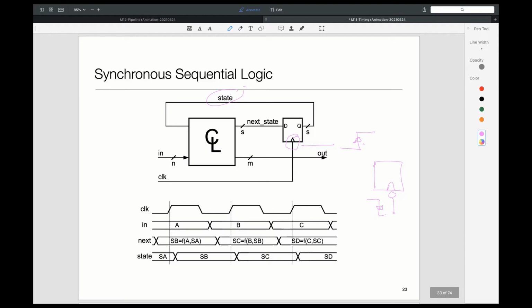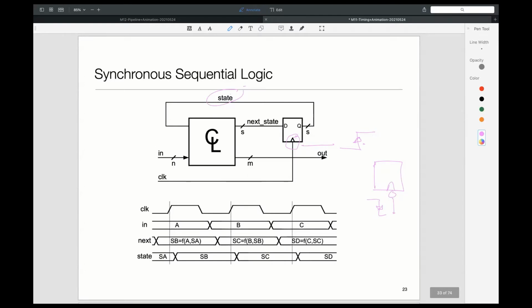So in an idealized view, right at the clock edge, next state will get put into the register, and state will immediately reflect that. And in an idealized world, all of this will happen instantaneously, right? I mean, when the clock edge comes, next state will get dumped into the register, and state will reflect this new value in the register.